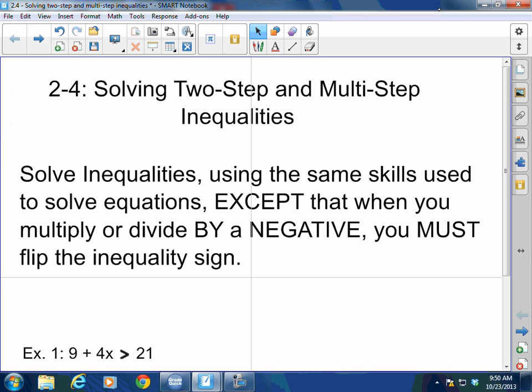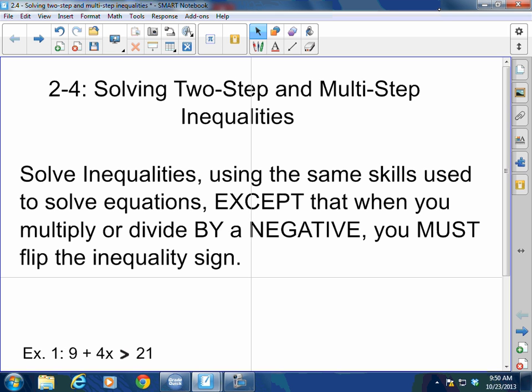We are going to continue with inequalities today. We're talking about 2-4, and we're going to learn how to solve two-step and multi-step inequalities. The good news, just like 2-1, 2-2, and 2-3, every single step of solving equations is followed when you're solving inequalities. What is the only difference, class? Say it loud, come on. Exactly. You flip the sign when you multiply or divide by a negative.